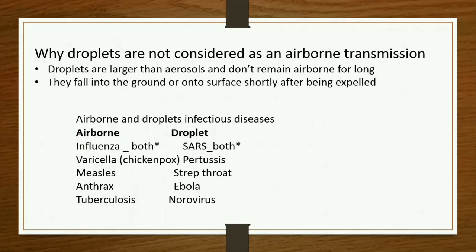This is the list of airborne diseases and droplet infectious diseases. Airborne diseases include influenza, which spreads by both airborne and droplet transmission, then varicella, that is chickenpox, then measles, then anthrax and tuberculosis. These are the airborne diseases. Then the droplet diseases: SARS, severe acute respiratory syndrome, which is both an airborne and droplet infectious disease. Then pertussis, meaning whooping cough, then streptococcal throat infection, then Ebola virus infection and norovirus infection. These are the droplet infectious diseases.